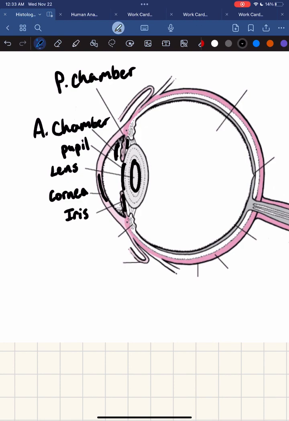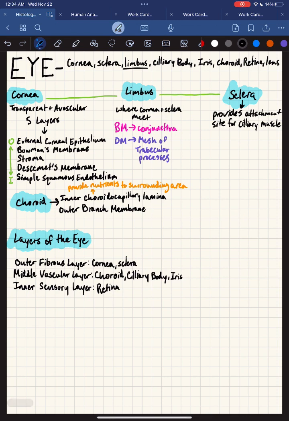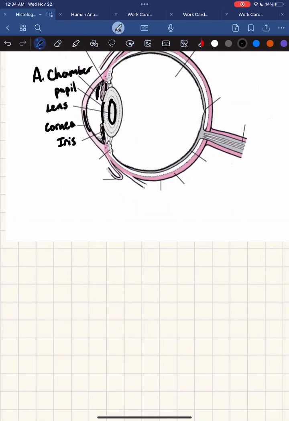Now, when we were talking about earlier the Bowman's membrane of the cornea turning into conjunctiva, you can kind of see that happen right here, where you see where this part kind of fades into a projection. This projection actually is the conjunctiva. So you can see it actually happen on the diagram.